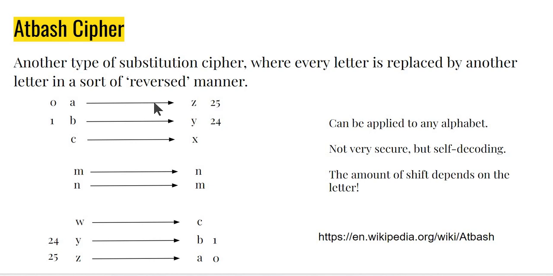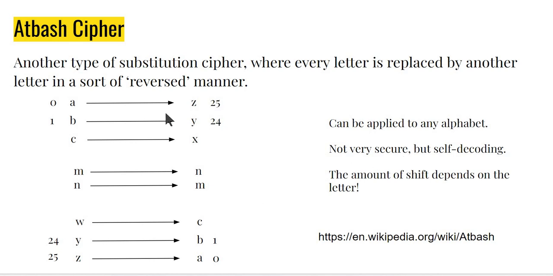Now, what do I mean by that? Well, every A is going to get replaced by Z, B by Y, C by X, and so on and so forth, which means every Y will become B, every Z will become A. You can clearly see that this cipher can be applied to any alphabet. Here we are looking at the English alphabet. It's not very secure, but it's self-decoding.